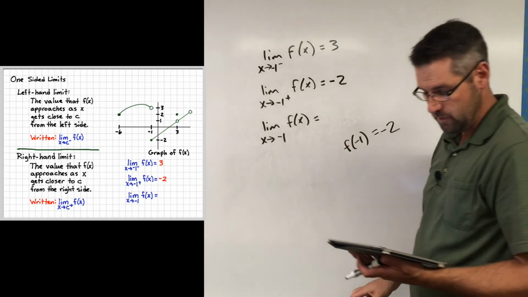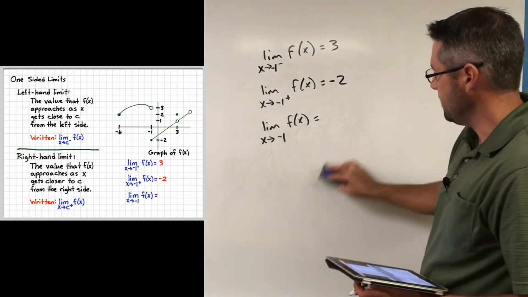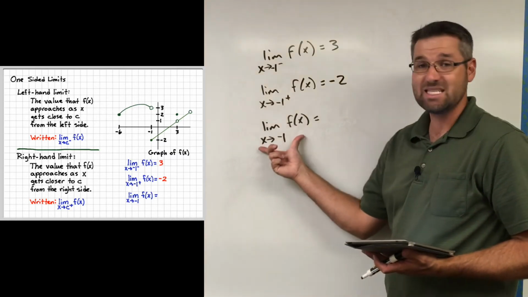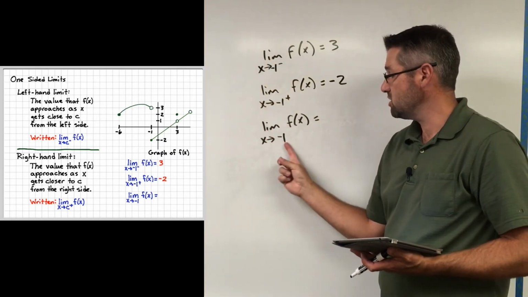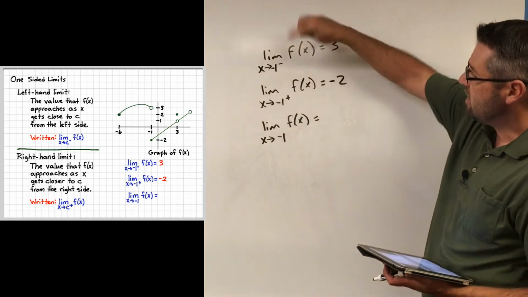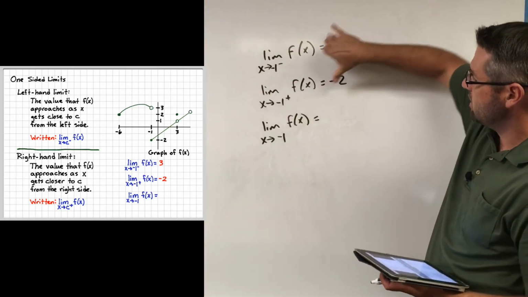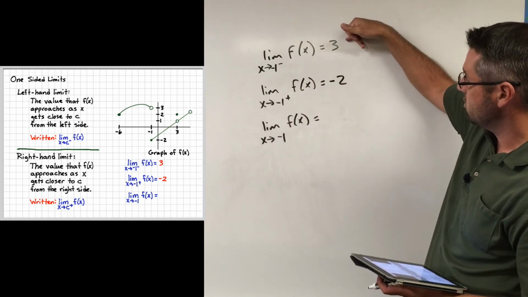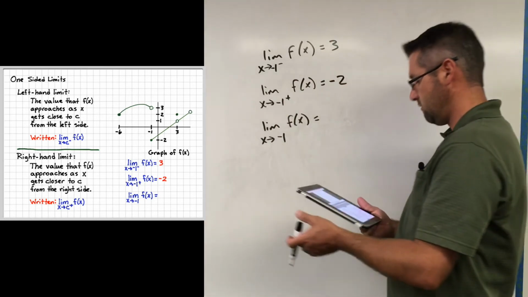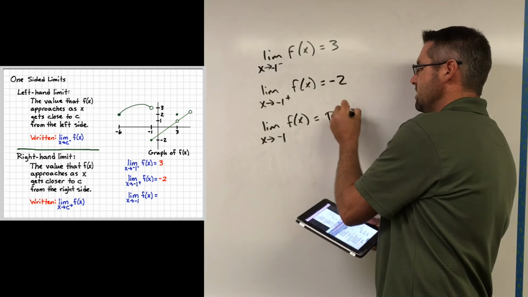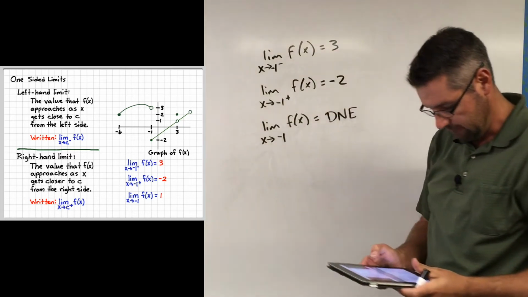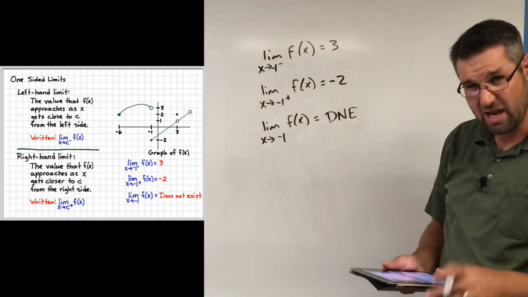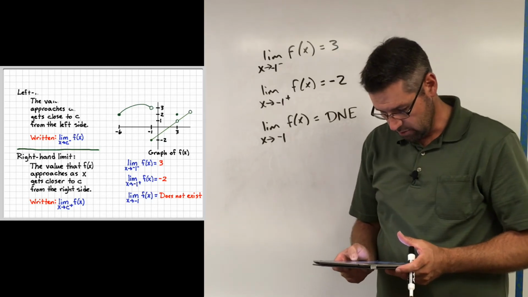That's not true. Because technically, the limit as x approaches negative 1 can only exist if the left-hand limit and the right-hand limit produce the same values. Since the left-hand limit produces 3 and the right-hand limit produces -2, we would say that this limit does not exist. Okay? So I hope that kind of makes sense as I go through this.